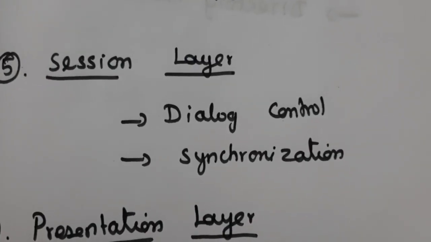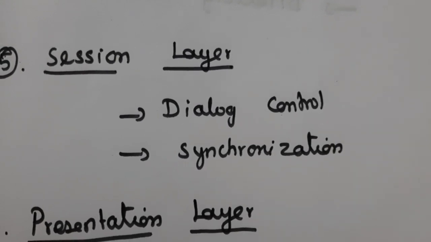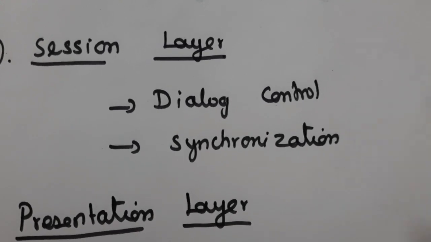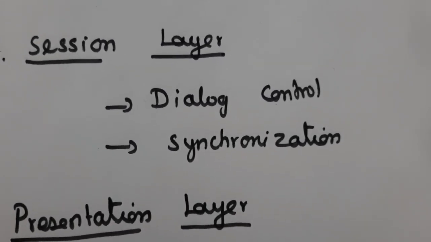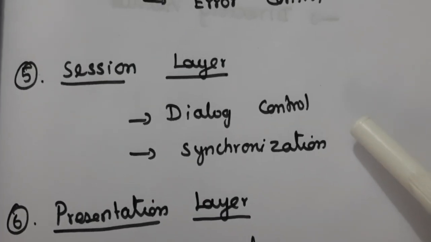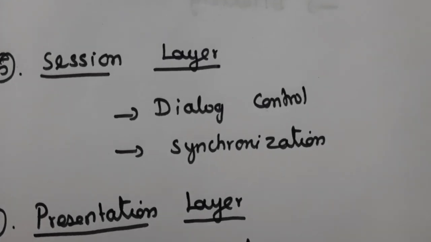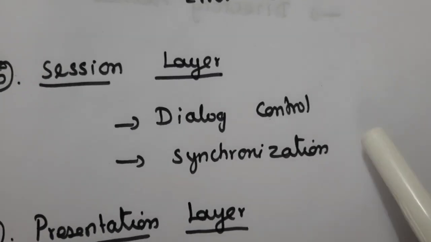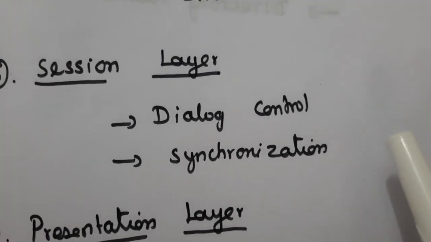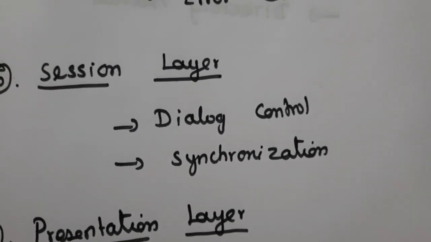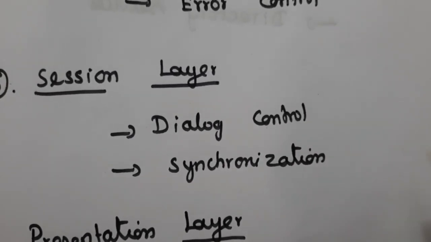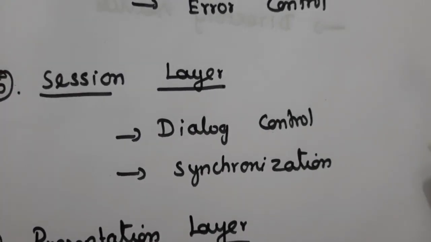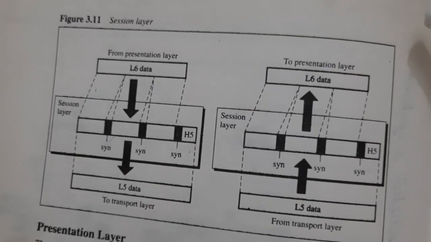Next layer is session layer, and in this layer we can communicate from one system to another system using dialogues, and this may be half duplex or full duplex. Next one is synchronization. This synchronization is achieved by adding checkpoints. For example, for a total of 2000 pages, we can include a checkpoint every 100 pages, to check whether those 100 pages are received properly or not. This synchronization happens in the session layer. So this is a function of session layer.